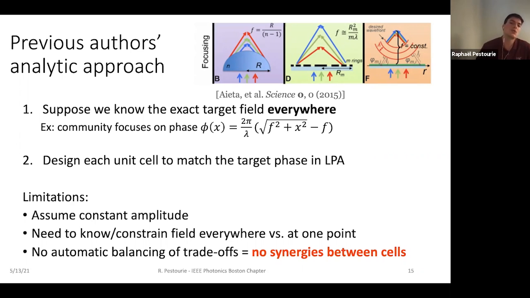And so you break down the big optimization problem into multiple independent optimization problems, as well as breaking down the simulation problem. Well, there are limitations to this approach. First, you're assuming that you have constant amplitude, or you're not telling anything about the amplitude of your field. Then the second one, I think it's more subtle, but you're constraining your field everywhere above the metasurface. If you really want a lens, for example, what you care about is maximizing the field at a focal spot, and that's less constraining on your design problem.